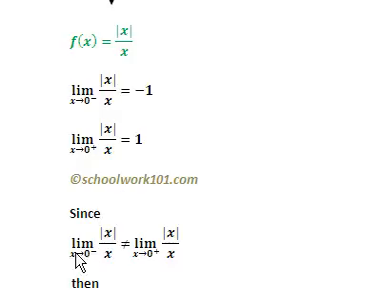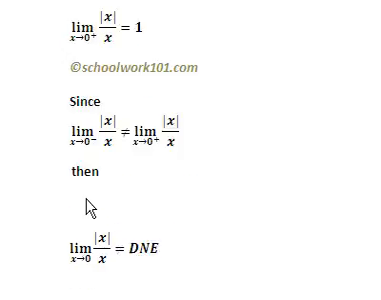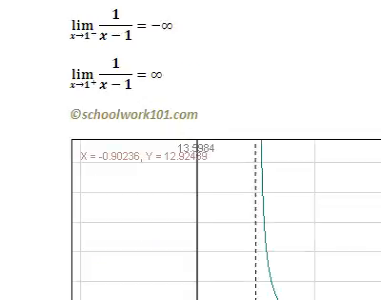Now, since the limit as x approaches 0 from the left is not equal to the limit as x approaches 0 from the right hand side, then we can conclude that the limit as x approaches 0, now you notice there's not a plus or minus here because this means we're coming in from the left and from the right, this limit doesn't exist. The limit doesn't exist because these two, the right hand limit and the left hand limit, are not equal.